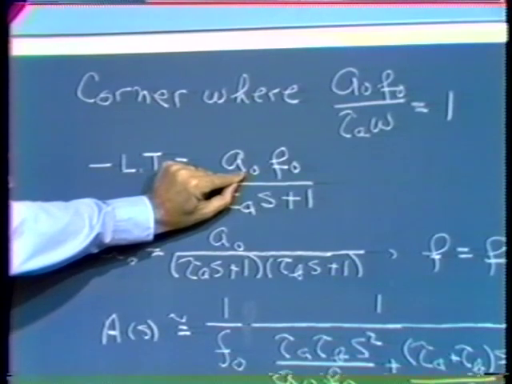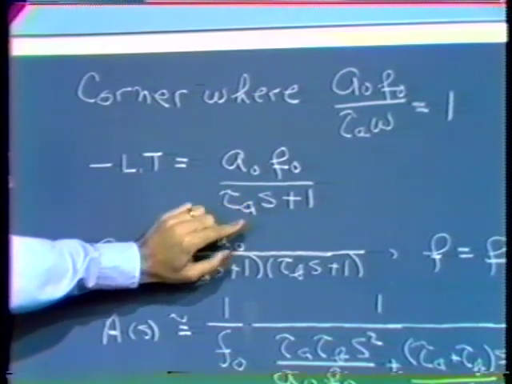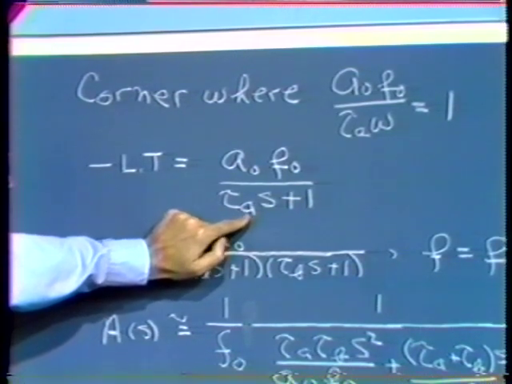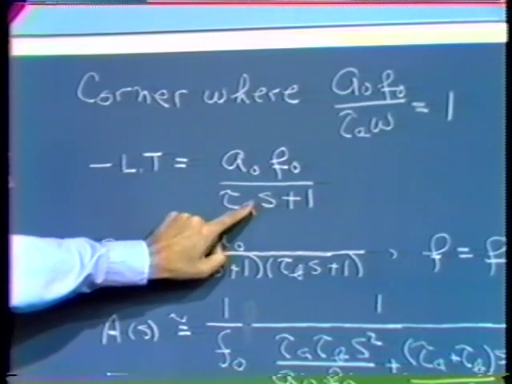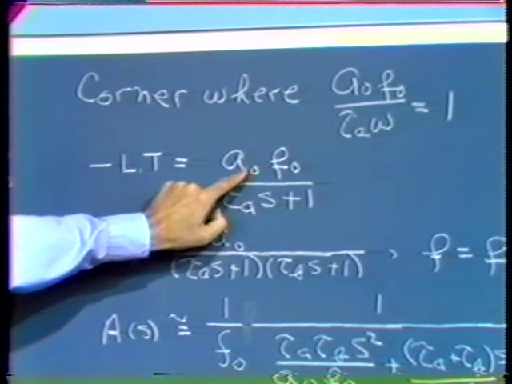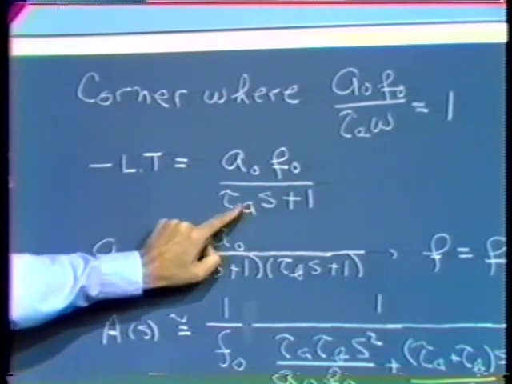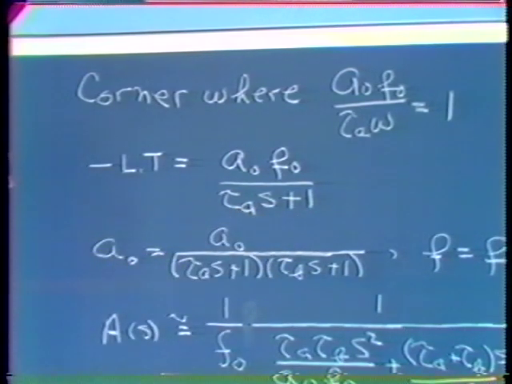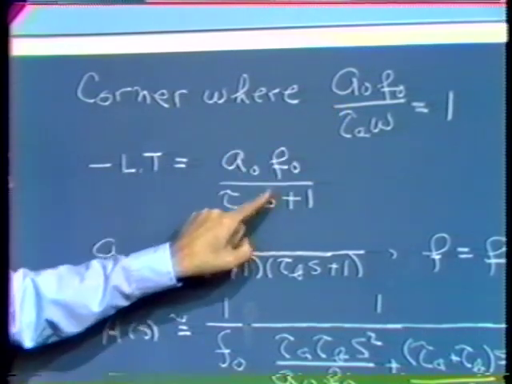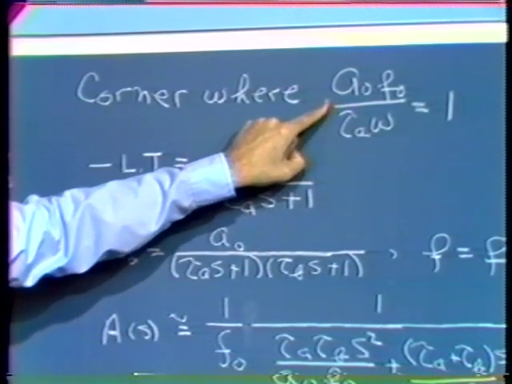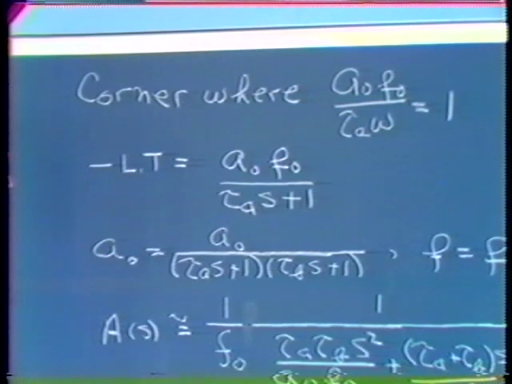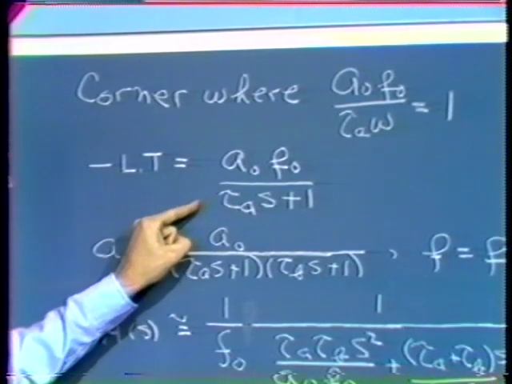Assuming that we have a large a naught f naught product, which is how we started this entire analysis, at frequencies beyond the corner frequency of the loop transmission, in other words, at frequencies large compared to 1 over tau a, the magnitude of this loop transmission is approximately a naught f naught over tau a times omega. In other words, this term in the denominator is large compared to 1. If we compare that expression with the top one, we've shown that the closed loop corner frequency occurs when a naught f naught over tau a omega equals 1. In other words, when the magnitude of the loop transmission is equal to 1.